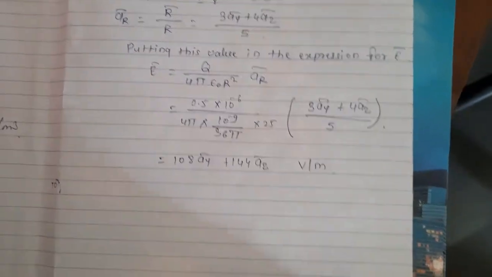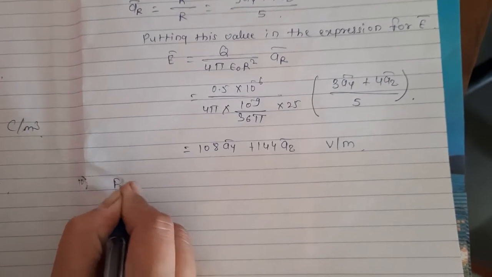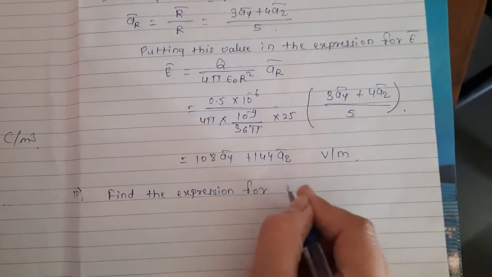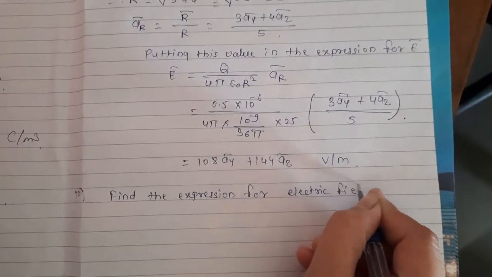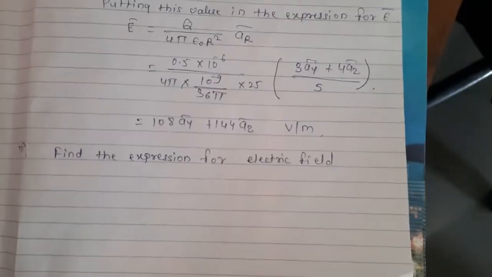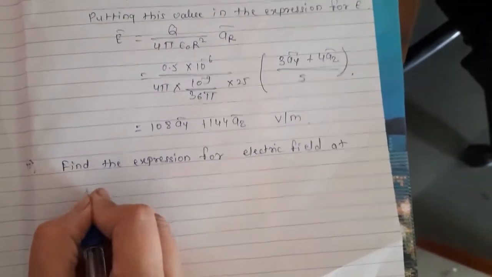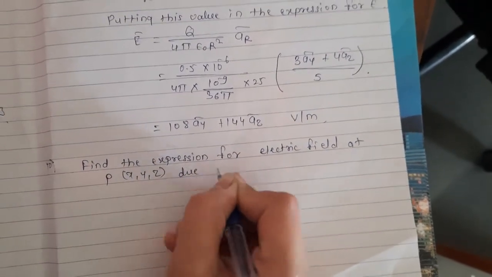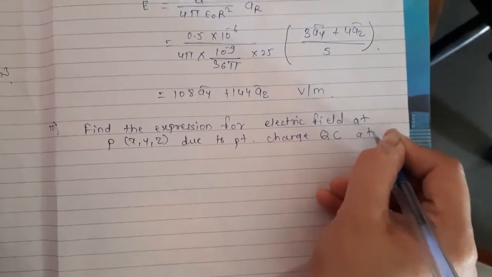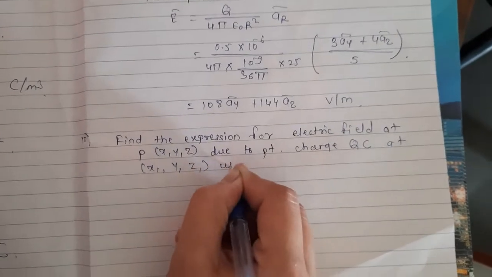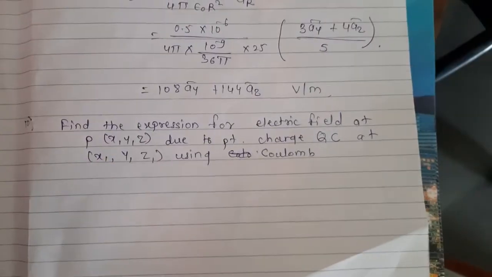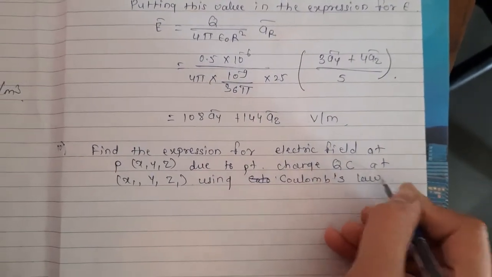Now the next problem, find the expression for electric field at point P (X, Y, Z) due to a point charge Q coulomb at point (X1, Y1, Z1) using Coulomb's law of force.